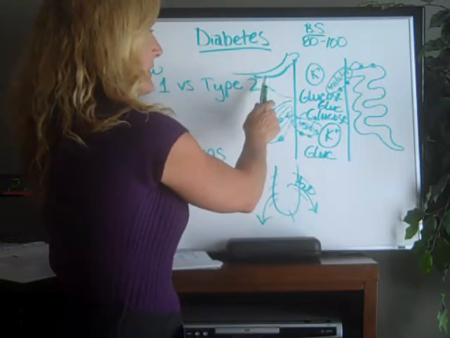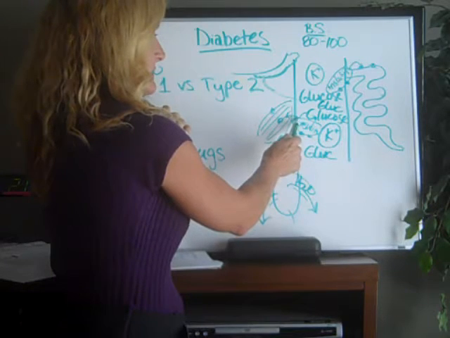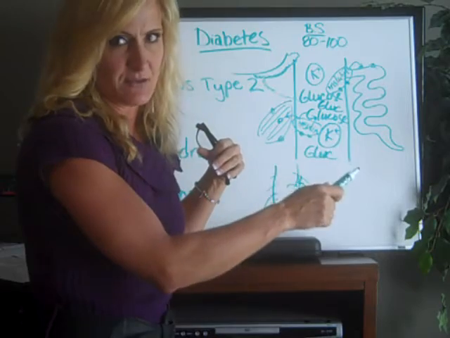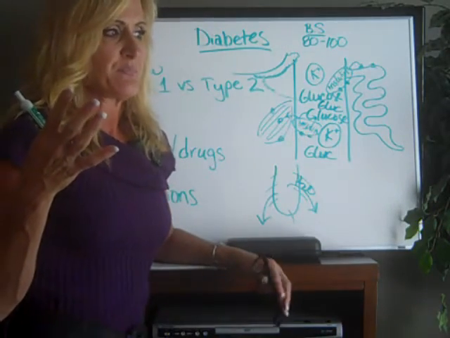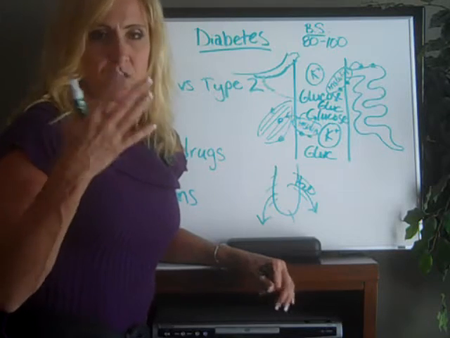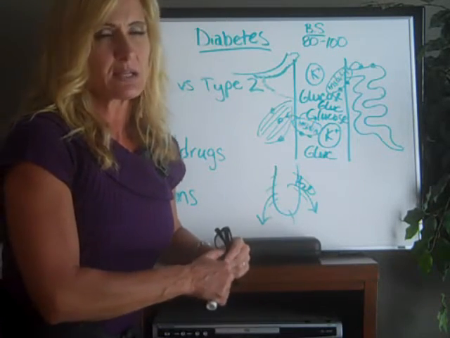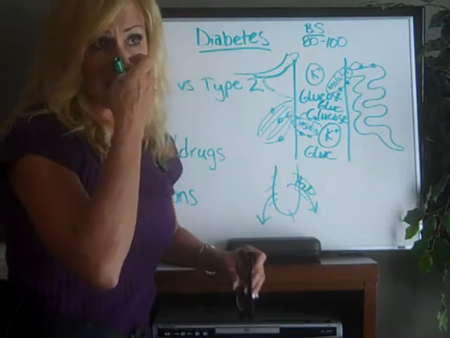And the receptors are less sensitive to it. This can occur for a couple of different reasons. Some people are just genetically predisposed to developing type 2 diabetes.